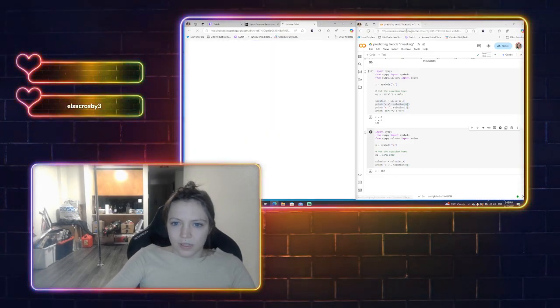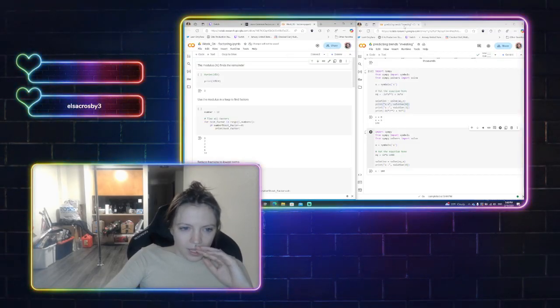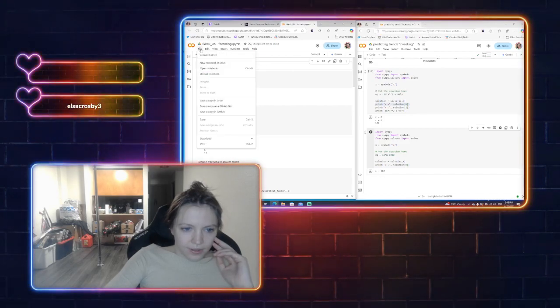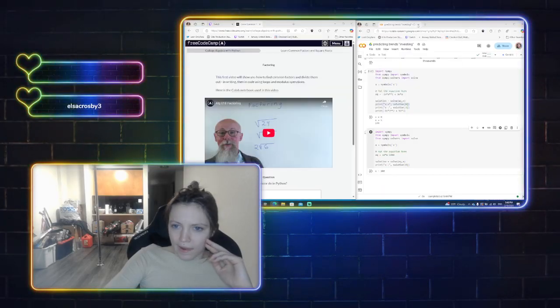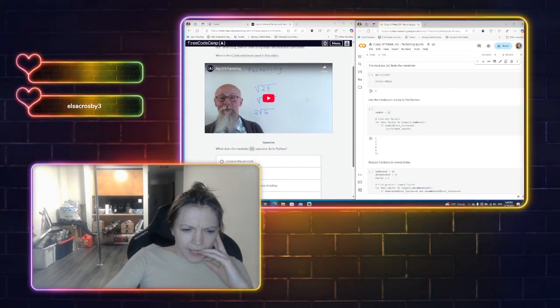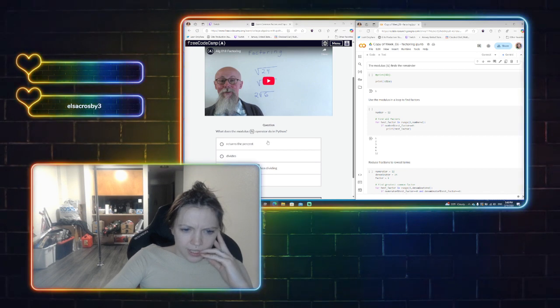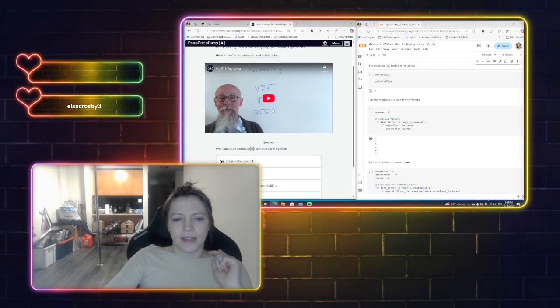Okay, let's open up this Colab book. See what is in here. Okay. What does the modulus operator do in Python? I'll guess that, but let's go in for it.